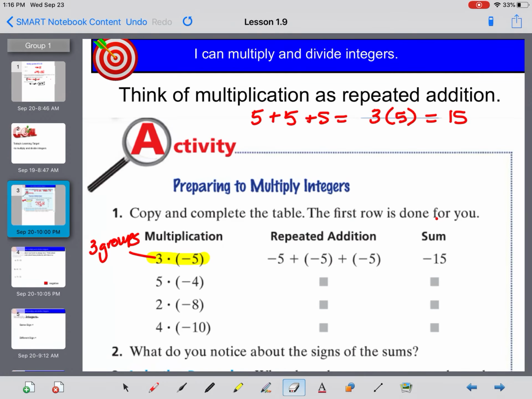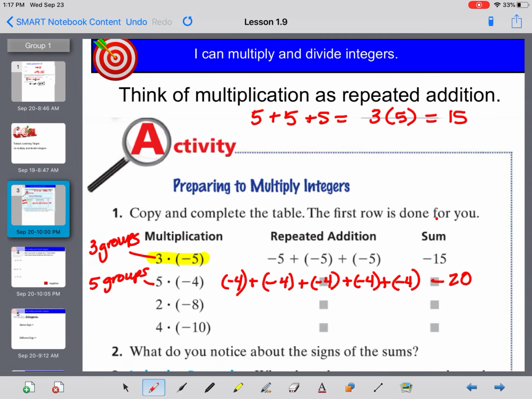Okay, continuing with that pattern, 5 times negative 4. Again, that means 5 groups of negative 4. So I'm going to write negative 4 5 times. Negative 4 plus negative 4 plus negative 4 plus negative 4 plus negative 4. When I take negative 4 and I add it together 5 times, I get negative 20.